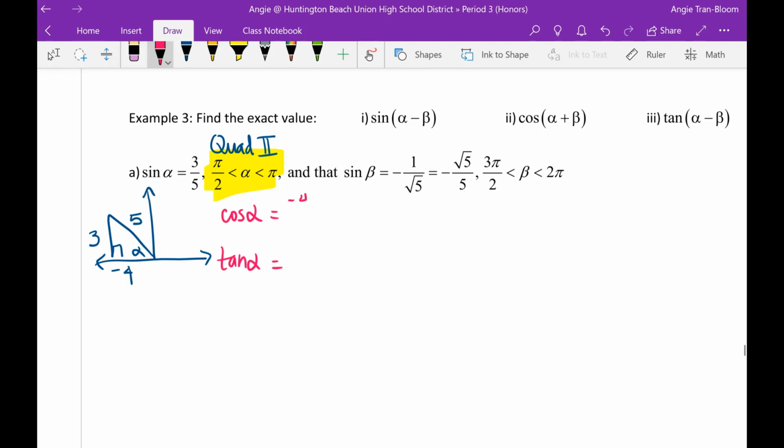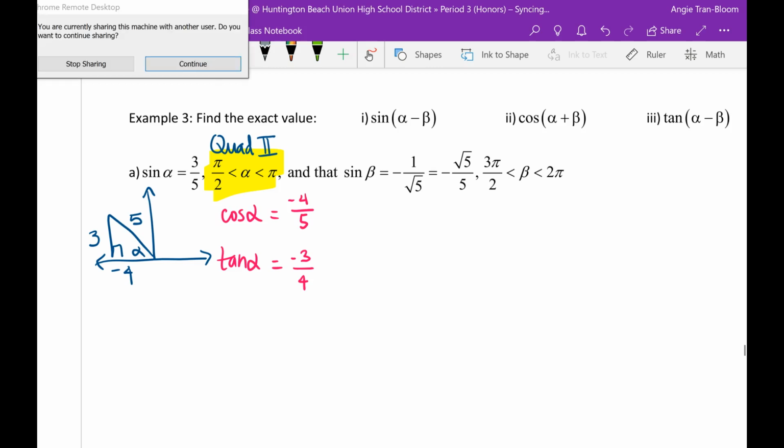Negative 4 over 5. That's why identifying the quadrant and drawing it in the right quadrant is important. What's tangent? Negative 3 divided by 4. Okay. Then we're going to move over.